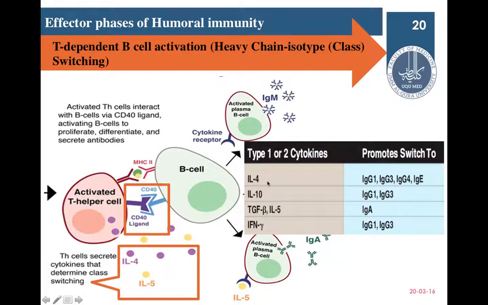So here are examples of what happens with different cytokines. IL-4 will result in different isotypes of immunoglobulins, IgG and IgE. IL-10 will result in IgG1, IgG3, TGF-beta and IL-5 will result in IgA, and interferon gamma will result in IgG1 and IgG3. So it's the cytokine produced by the activated helper T cell which will determine whether plasma cells are going to produce IgG, IgE, IgA or the different isotypes.